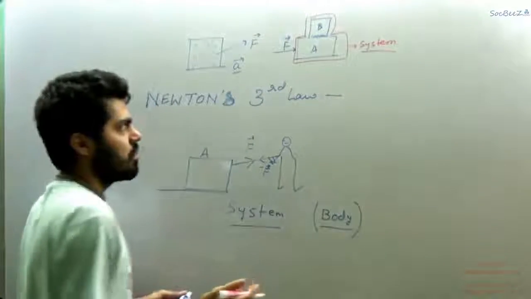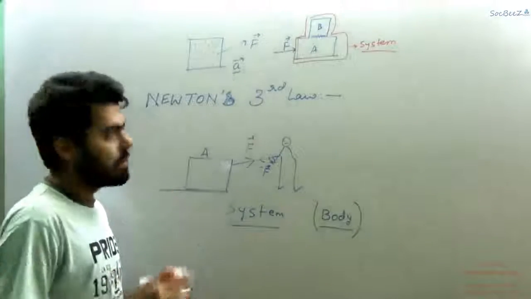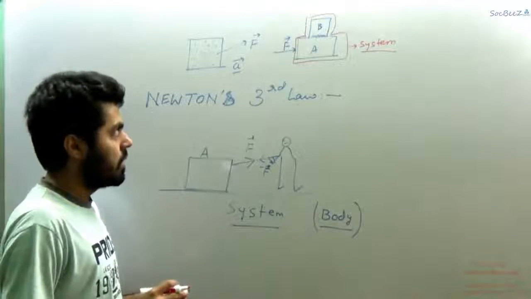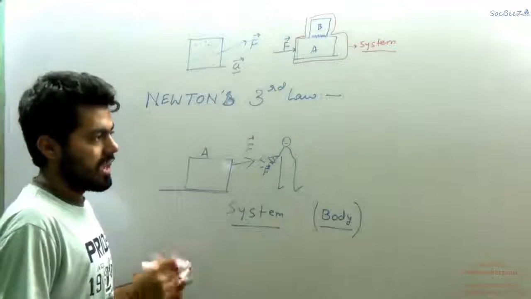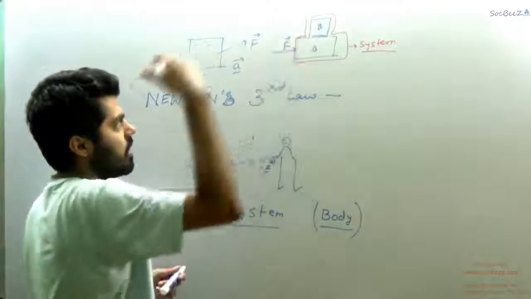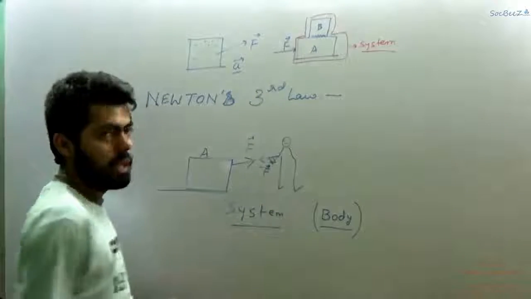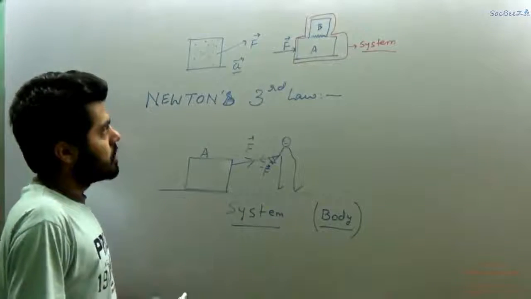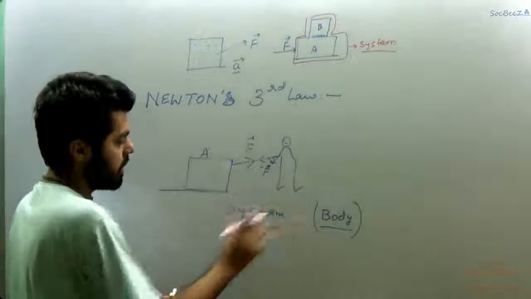A system may consist of any number of bodies. So it's a system, not a body, because at instances the acceleration of all the particles of A may differ from the acceleration of all the particles of B. So this is termed as a system. So this is the definition of system and body.